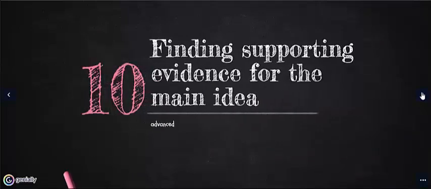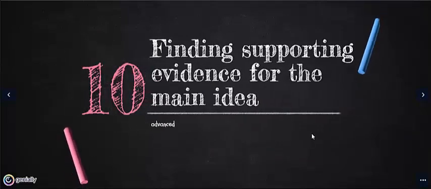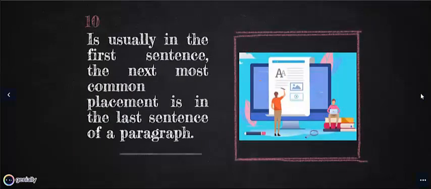Finding supporting evidence for the main idea. We can say that usually it is in the first sentence, but the next most common placement is in the last sentence of a paragraph. The main purpose of this strategy is to make students omit things that they don't need.